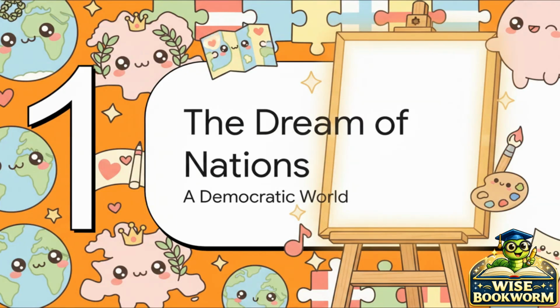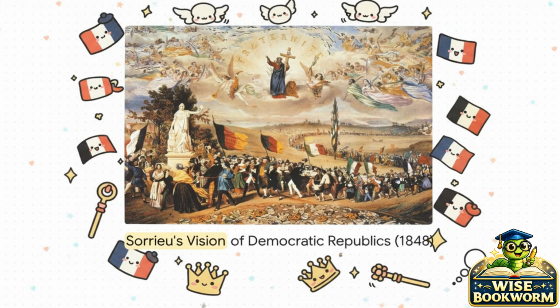Let's jump right into Section 1, the dream of nations, visualizing a democratic world. We're actually starting off not with a map or a dusty list of dates, but with a remarkable piece of art that envisioned a radically new, unified world long before it ever truly existed. Back in 1848, a French artist named Frédéric Souriau created this incredible, highly detailed utopian print called Democratic and Social Republics. It shows men and women of all ages and social classes marching past the Statue of Liberty together.